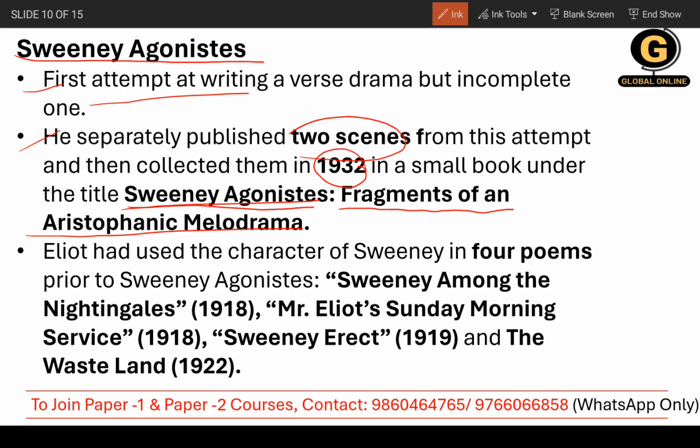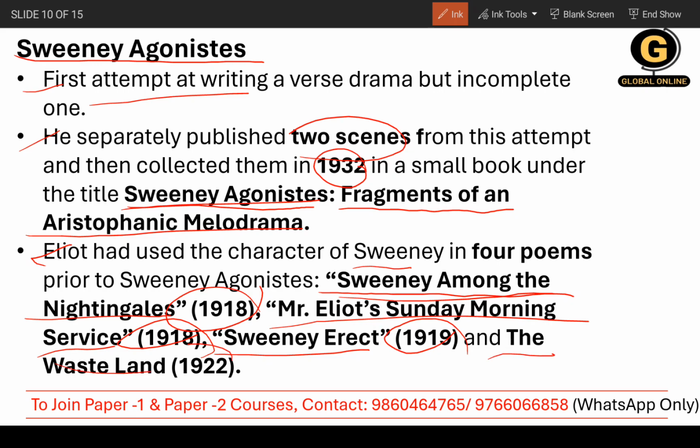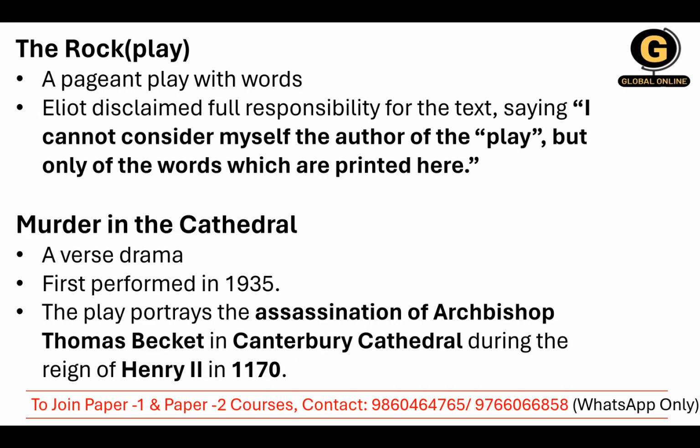Now, let me tell you, Eliot had used the character of Sweeney in 4 poems. First is Sweeney Among the Nightingales, and you will be shocked to see that this character has been used here also. So the first one, Sweeney Among the Nightingales, 1918. Second, Mr. Eliot's Sunday Morning Service, 1918. Sweeney Erect, 1919. And The Waste Land, 1922. So it will be easy for you. Sweeney Among the Nightingales, of course, is very much related. Sweeney Erect is also very easy to remember, but you just need to focus on Mr. Eliot's Sunday Morning Service. And of course you will remember The Waste Land, I promise you that, because it's not difficult.